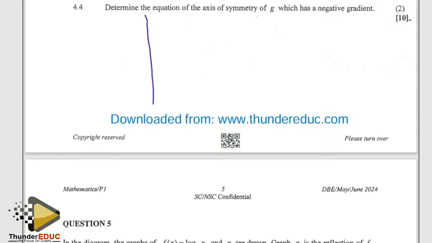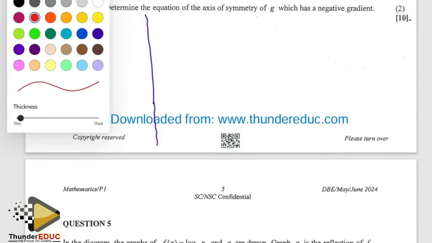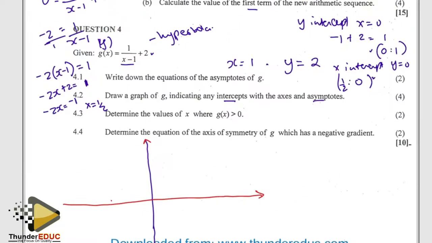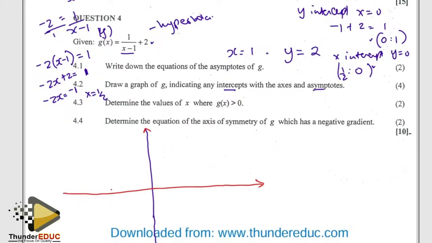So I'll try to just squeeze my graph down here. Okay, if that is my y, this is my x. Remember with asymptotes, we said x is 1. So if I take this to be my 1, and then y is 2, I'll just indicate it here. My asymptote is 2. And then it's passing through 0 and 1. 1 is halfway there, and then half is somewhere there.